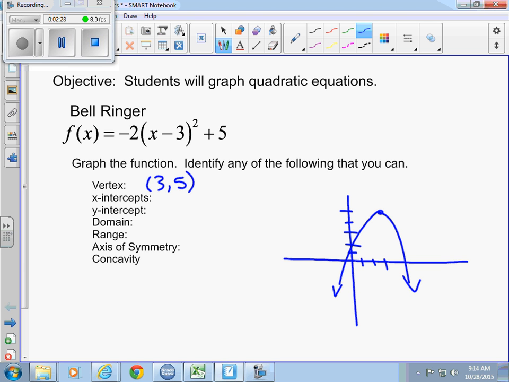X-intercepts. How do you find those? Can you use a calculator to do that? How do we do that? 0 intersects the x-axis. So it would be helpful to put 0 in Y2 so that you can use your intersection button. Otherwise, you can use your zeros button. So go do that for me. Find the x-intercepts. Let me know when someone has those.